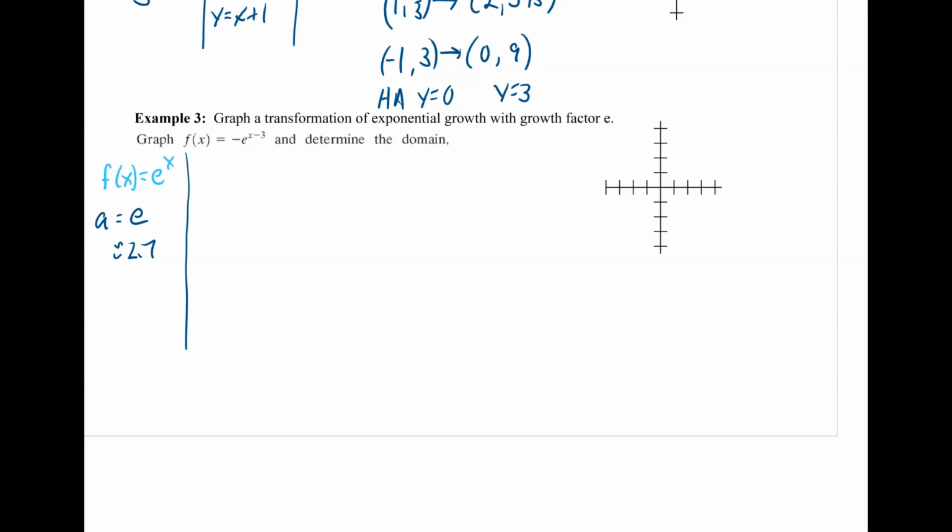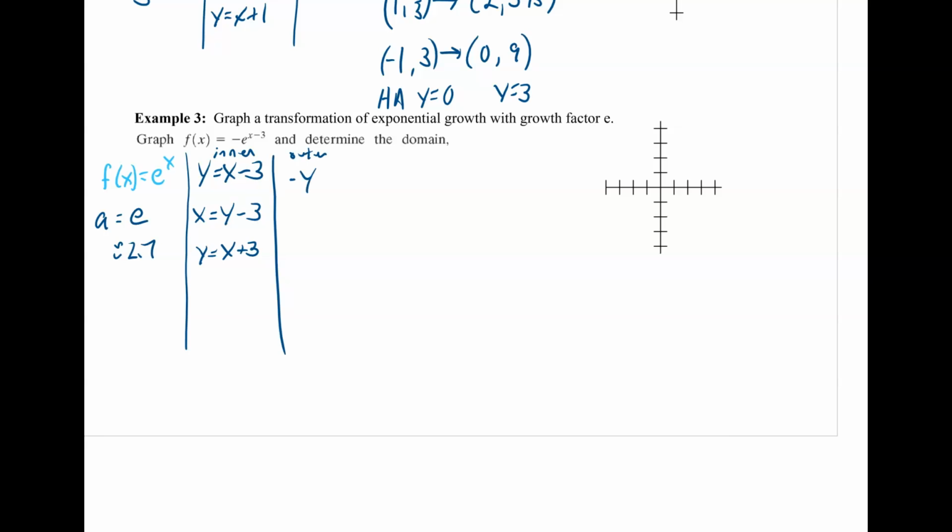The inner function here, y equals x minus 3. Switch x and y. Solve for y, and y equals x plus 3. So that's going to be what happens to the x's. Our outer function is just negative y. So I forgot to put inner here. And the outer is just negative y.